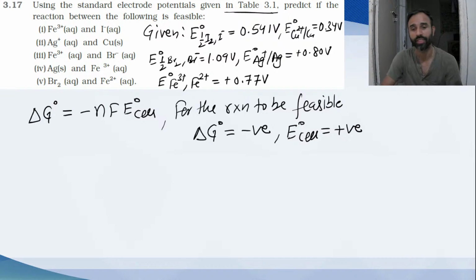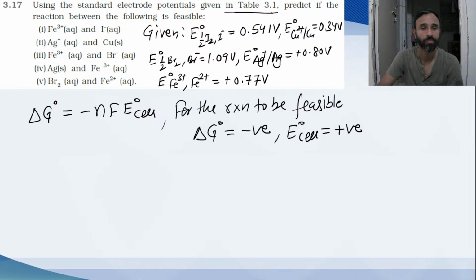What I said: if E naught cell is positive, then the reaction is feasible for the pair. If E naught cell is negative, the reaction is not feasible. And if E naught cell is 0, then the reaction is at equilibrium. This is not the case here.